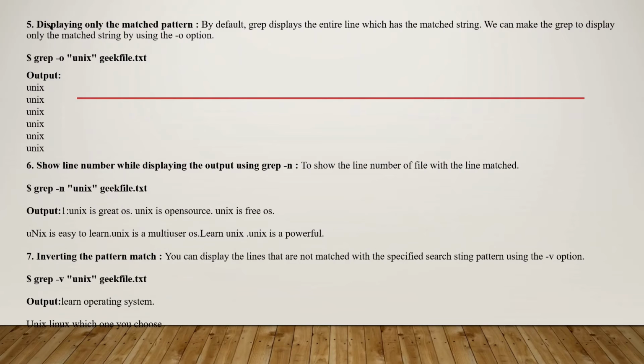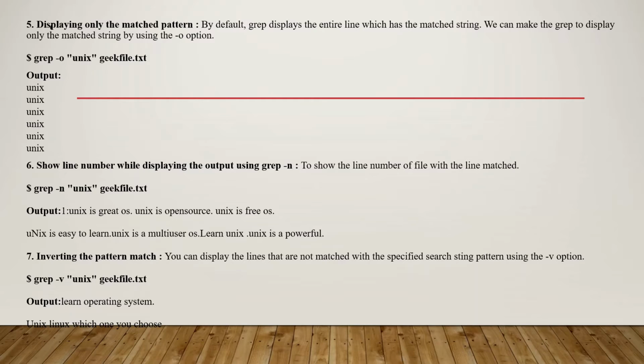Next option: we want to display only the matched patterns. By default, grep displays the entire line which has the matched string. We can make grep display only the matched string by using the -o option. grep -o Unix geekfile.txt. The output displays Unix, Unix, Unix, Unix, and Unix.